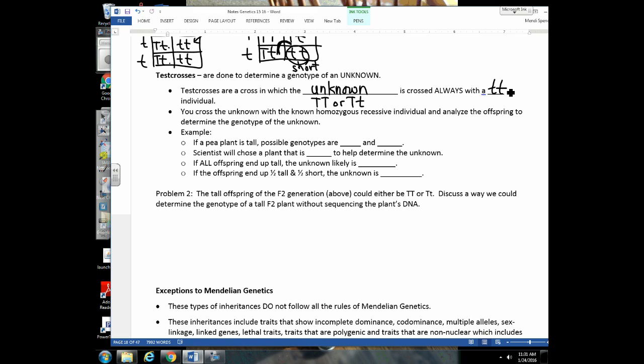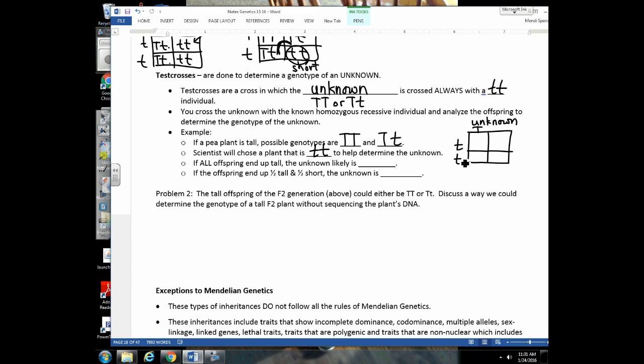So if we have a pea plant that's tall, we know that its possible genotypes are this and this. And we're trying to figure out if this pea plant is purebred for tall or if it's heterozygous or hybrid. So a scientist is going to choose a plant to cross with this tall plant, and they're going to choose one that we can definitely determine its genotype. We definitely know a little t plant is a short plant. So if we cross an unknown, I'm going to put unknown up here. You know it has one capital T, so I'm going to put a capital T there, with this one that we do know, a little t.